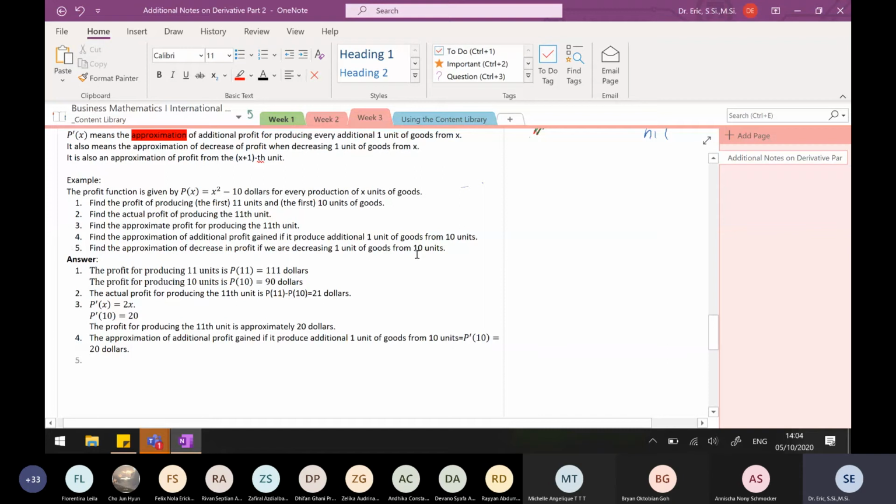Sir, sorry, can I ask? Yeah. I'm confused on why for number 3, the approximate profit for producing the 11th unit, we put P prime 10 instead of P. What does P prime 10 mean? If I add 1, it will go up by P prime 10, isn't it? Oh, okay. And what is this? This is 10, this is 11. So this is additional profit for producing the 11th unit, an approximation. Okay. You see? Yeah.